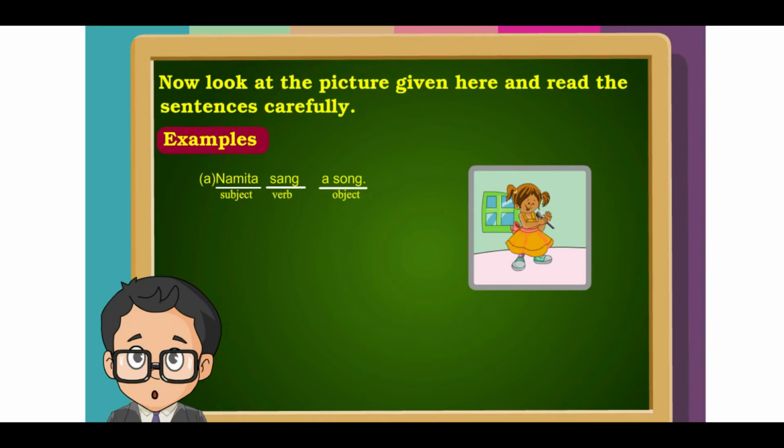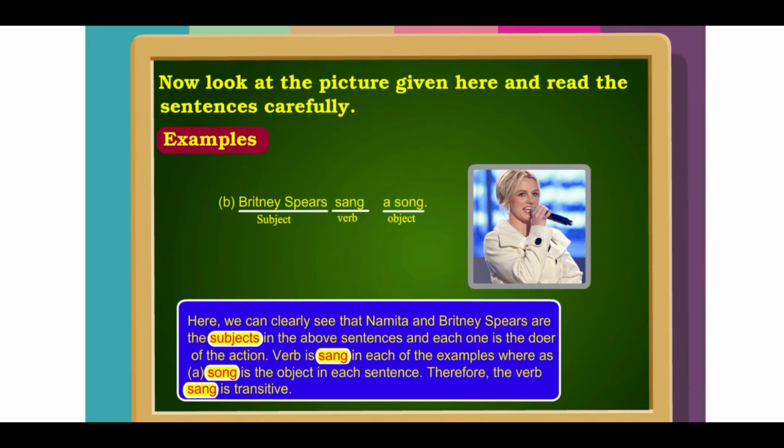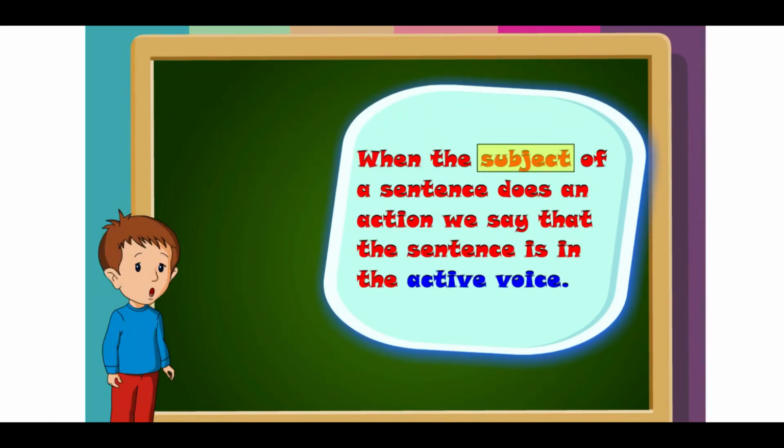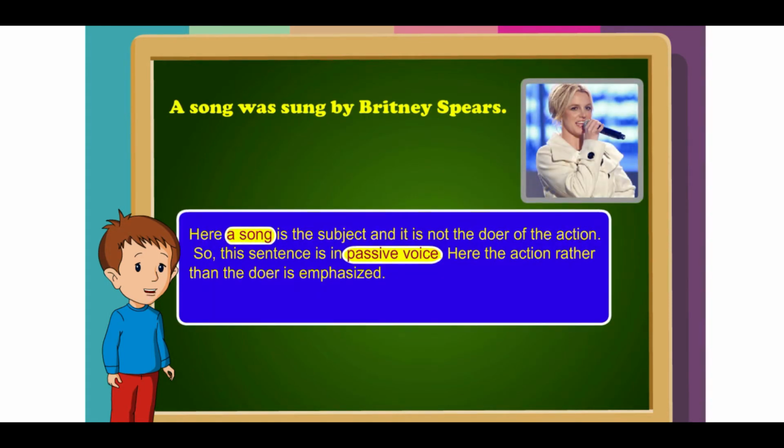Namita sang a song. Britney Spears sang a song. Here we can clearly see that Namita and Britney Spears are the subjects in the above sentences, and each one is the doer of the action. The verb is sang in each of the examples, whereas a song is the object in each sentence. Therefore, the verb sang is transitive. When the subject of a sentence does an action, we can say the sentence is in the active voice. A song was sung by Britney Spears. Here, a song is the subject and it is not the doer of the action.